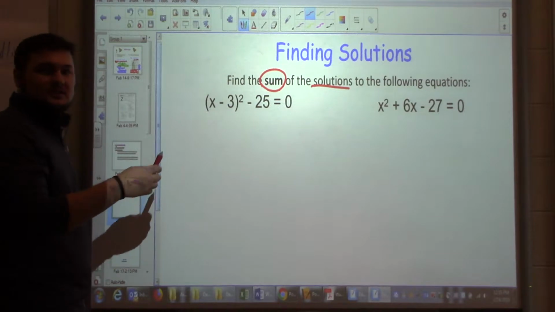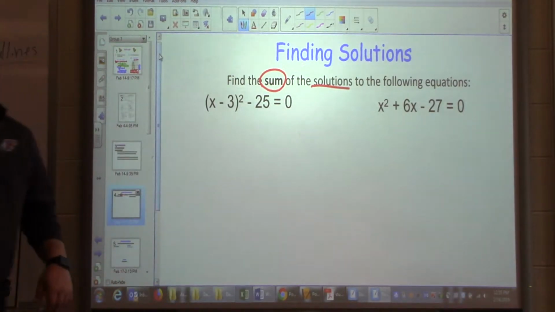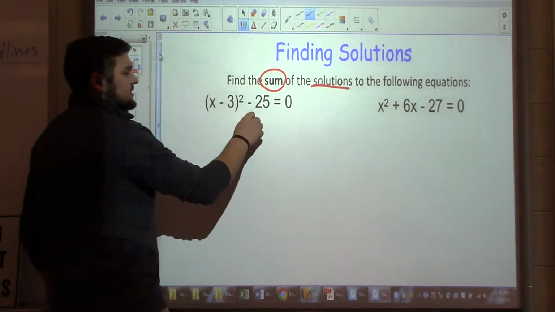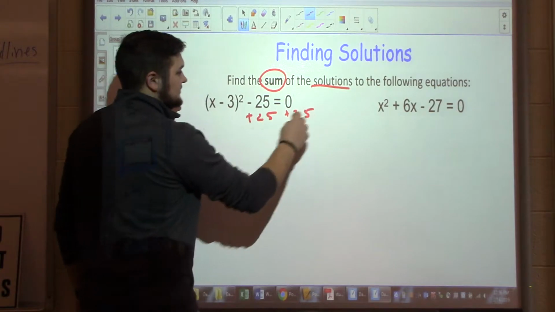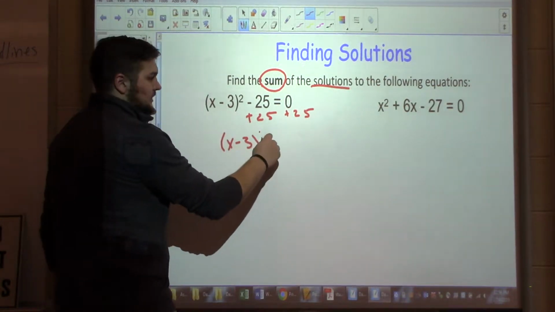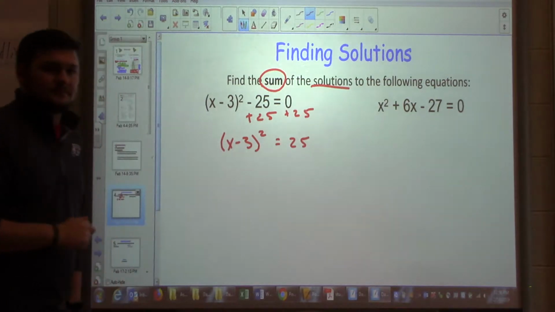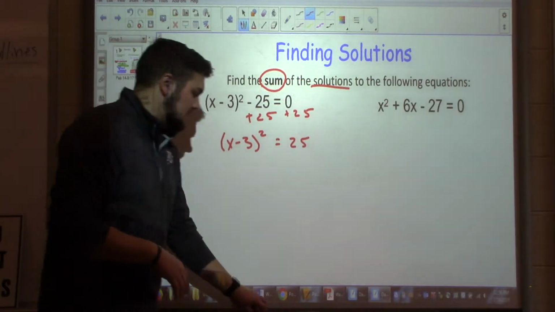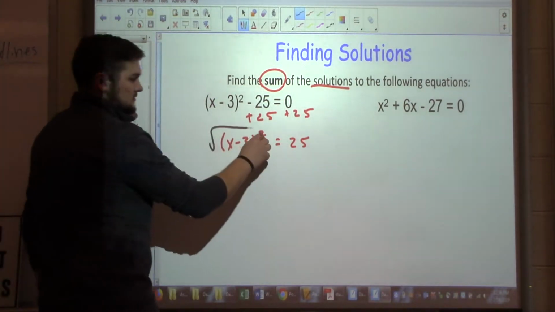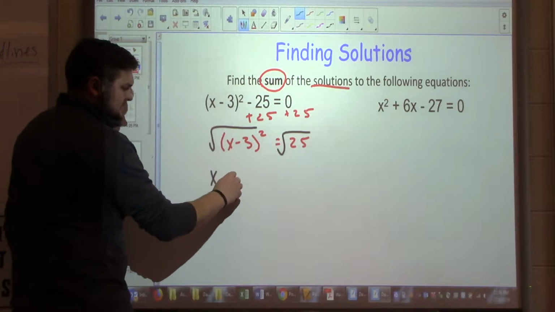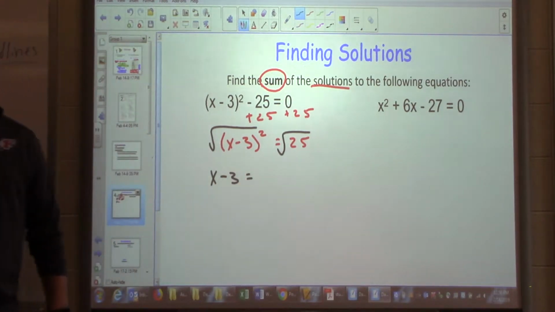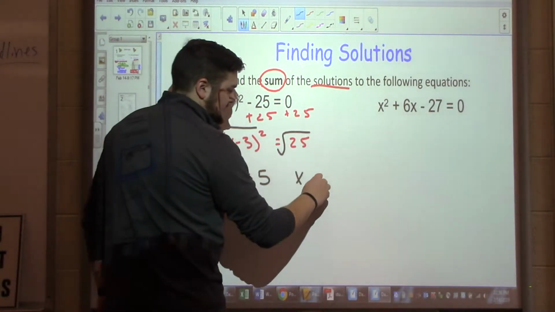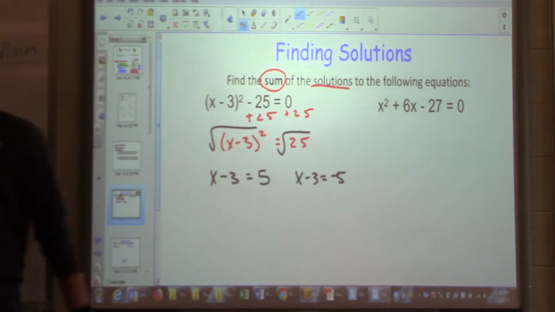So, first one here. I have a term squared. I do not have x squared and x. I want to get that squared term all by itself, so I'm going to add 25. x minus 3 squared equals 25. Once I get that squared term by itself, I'm going to take the square root of both sides. And x minus 3 equals, what's the square root of 25? 5 and negative 5. So x minus 3 equals 5, and x minus 3 equals negative 5. Then we can solve both of those.